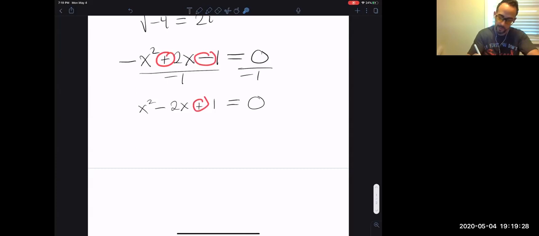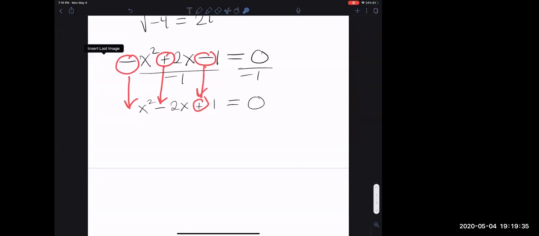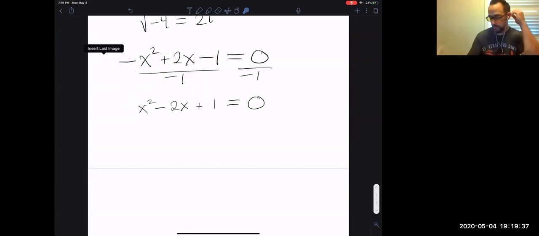Positive, yeah. This was positive. Now it's negative. This was negative. Now it's positive. Oh, okay. We just changed the signs, you know? Now, there's multiple methods to solve a quadratic equation.